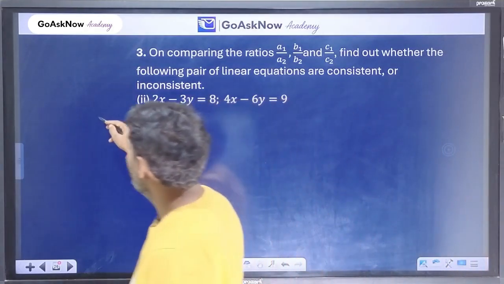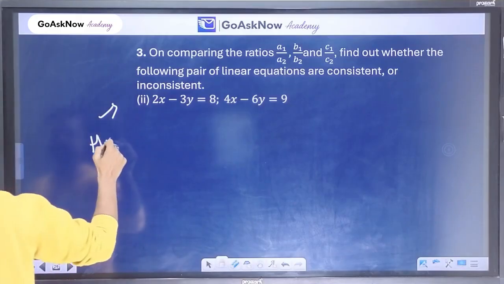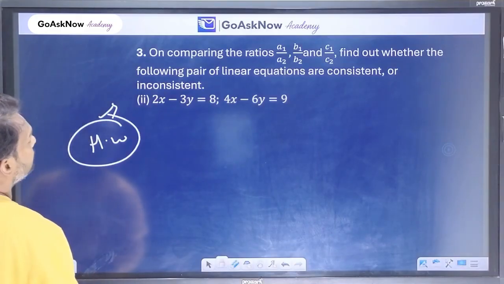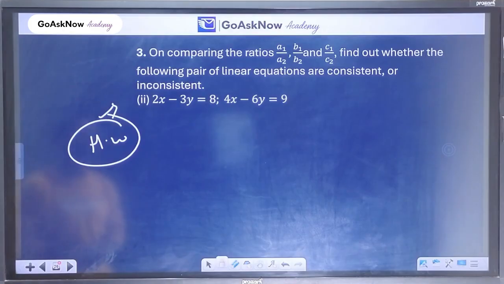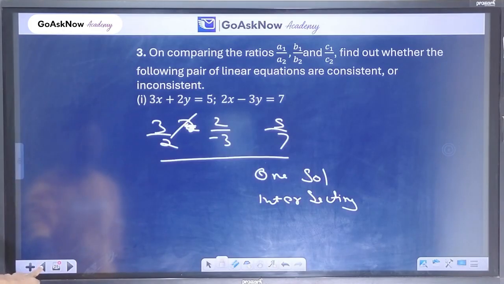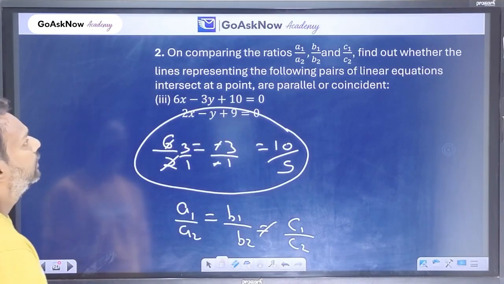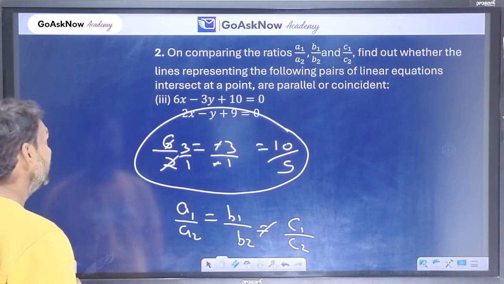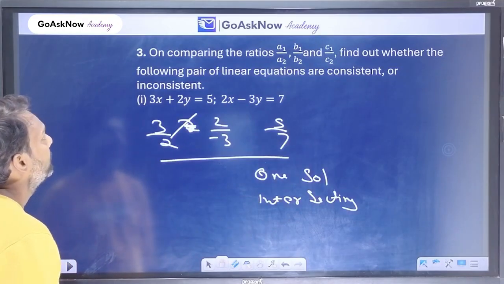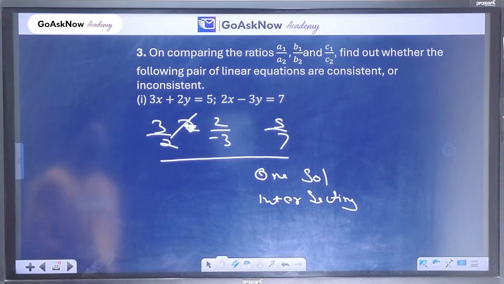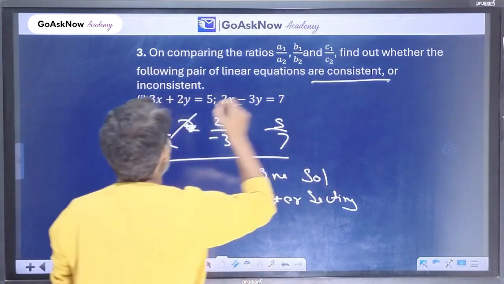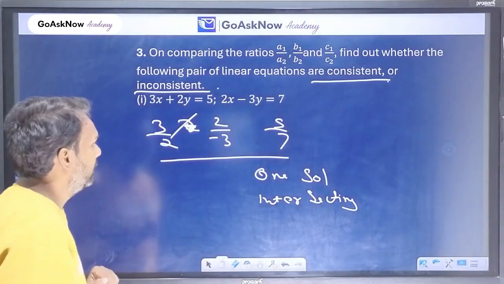You can do this in homework. Okay, in the last question we have to say whether it is consistent or inconsistent only. Then it's consistent.